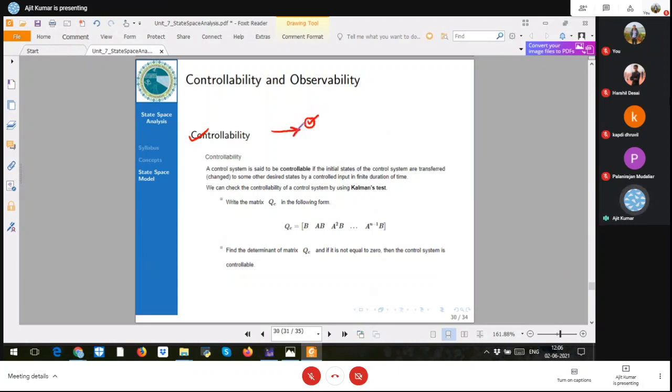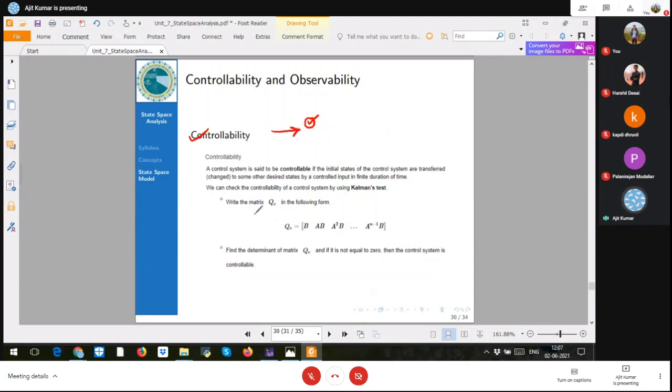Controllability. If any system is controllable, it means you can take that system from one state to another state. Only when it is controllable can you do that. So only when your control system is controllable can you design a controller. That's why it is checked beforehand whether your system is controllable or not, right?